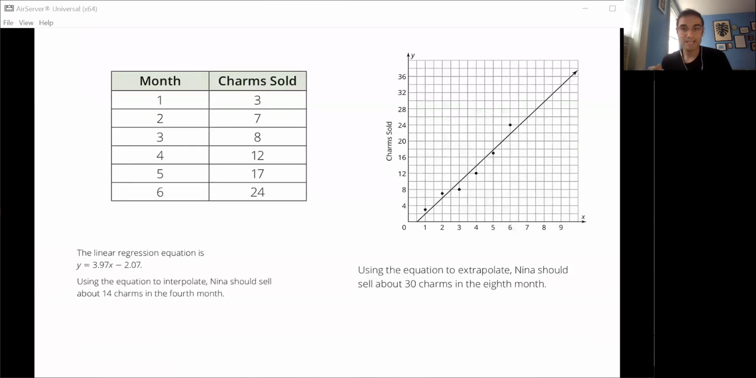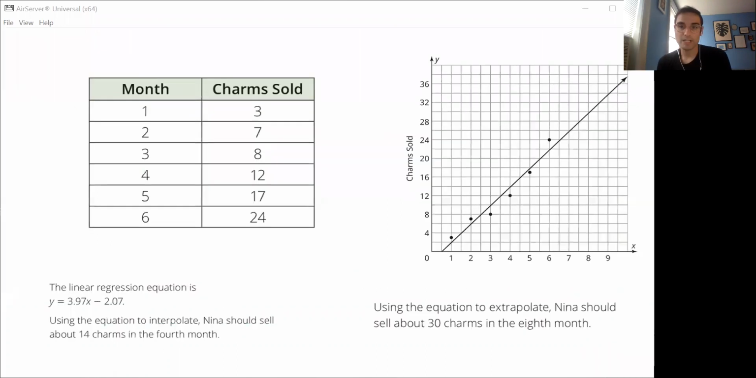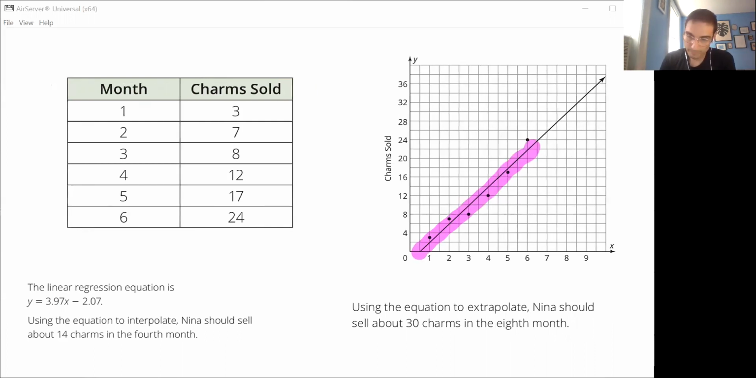So here we have the data set from the other video. In addition, we have the scatter plot that technology built for us. Now remember, technology is using the least square regression to find the regression line, which is the highlighted line here. That's our regression line.